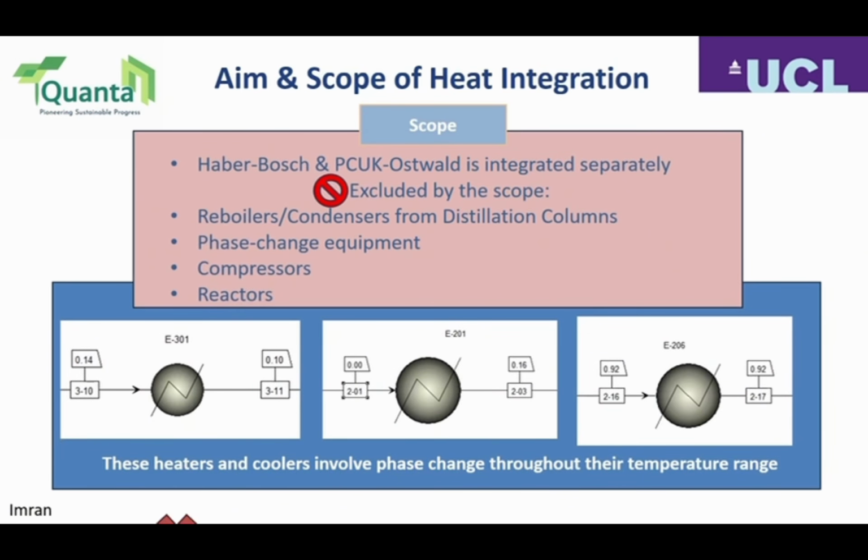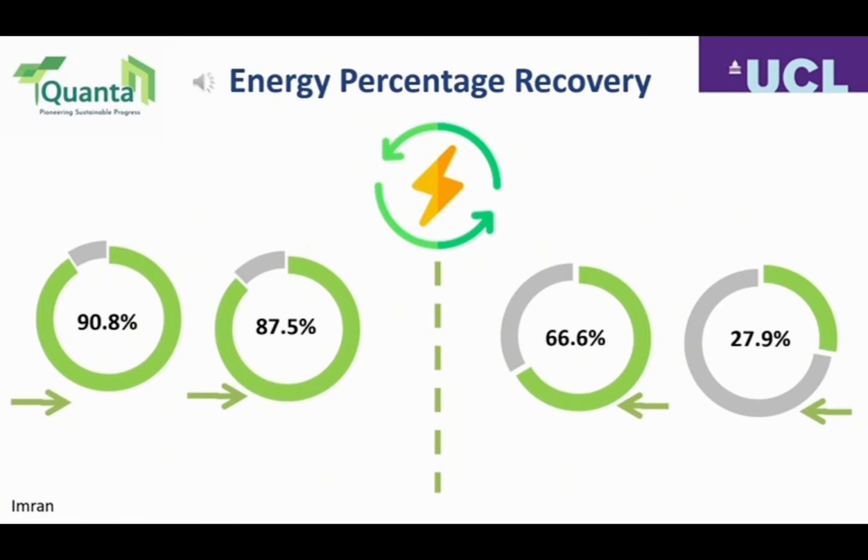The objective of the heat integration study is to quantify baseline utility use and then apply pinch analysis to determine the thermodynamic minimum. Haber-Bosch and PCUK Ostwald are integrated separately due to geographical constraints, while the distillation columns and the reactors are also excluded to avoid any thermodynamic interdependencies. The three exchangers below also exhibit phase change throughout their respective temperature range, hence they are also being excluded.